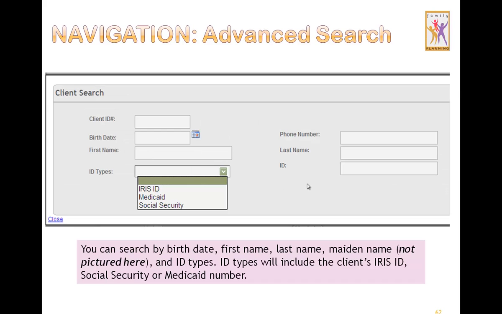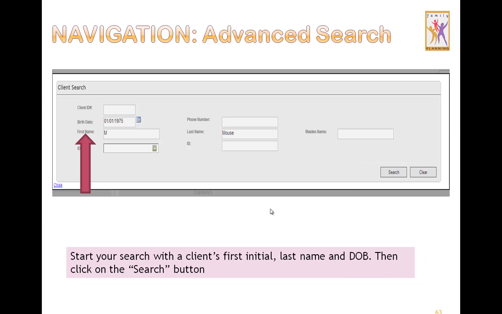So you can search by birth date, first name, last name, maiden name, which are not pictured here. They're a little off to the side. You can also do that on the quick search. Very important to note, in the ID types, you can search for the IRIS ID, a social security number, or a Medicaid number. You're going to want to start your search with the client's first initial, the last name, and then their date of birth, and hit the search button.